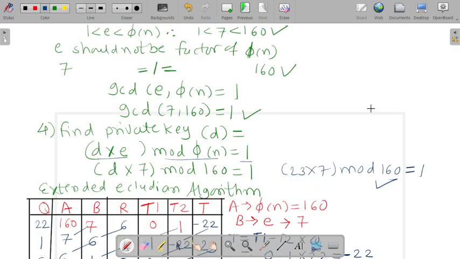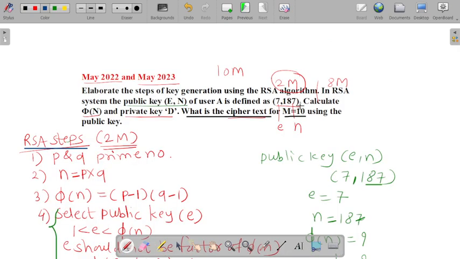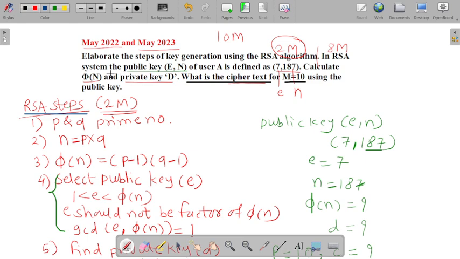So in the given example, we have elaborated the RSA algorithm steps. Then we have calculated the value of our phi of n, and the value of our public key is given. Based on that, we found the value of our private key, and based on the plain text given, we have calculated our ciphertext. That is, the encryption is performed. This question was asked in the Mumbai University question paper 2 times, that is in May 2022 and May 2023.